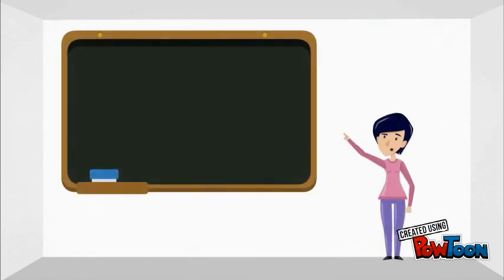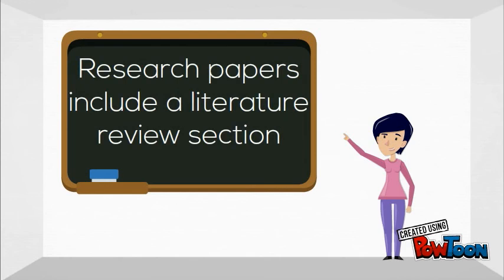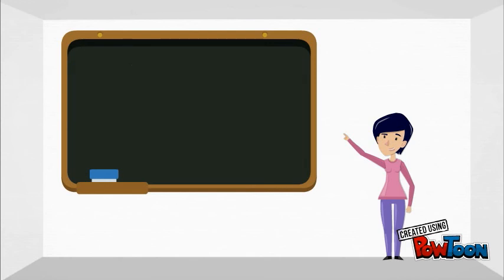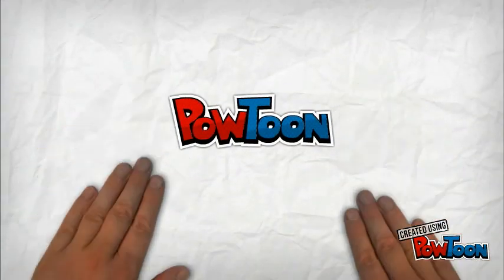To sum up, in the academic world, literature is a term often used to refer to all of the previous scholarly works on a topic. Research papers usually include a literature review section, and in some cases, an author may publish an article that is only a literature review.